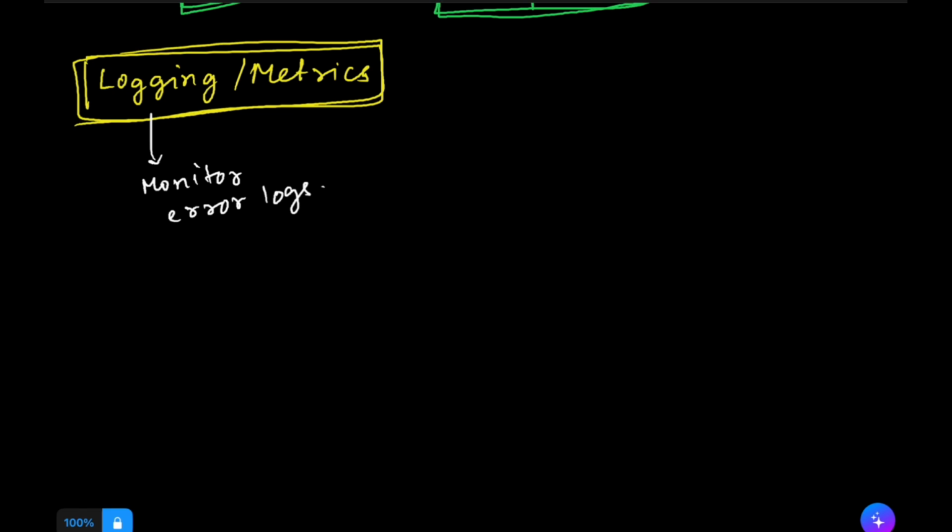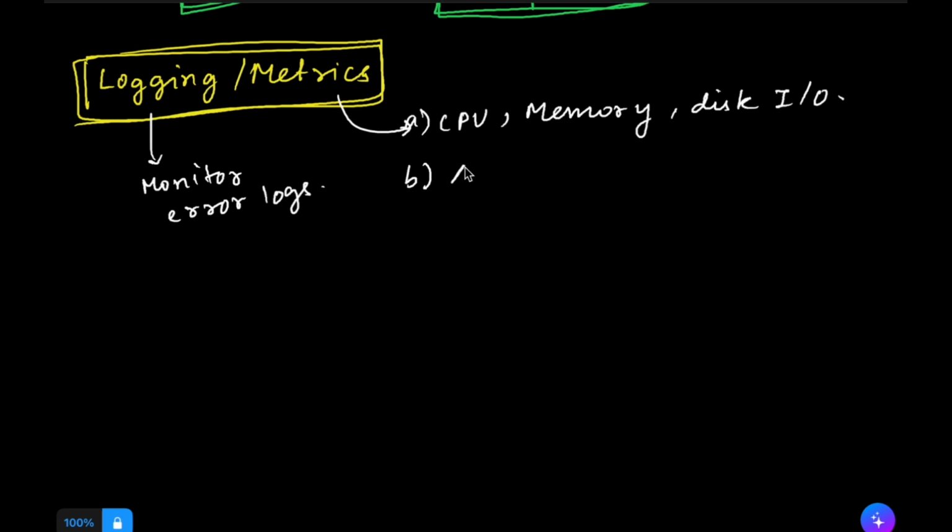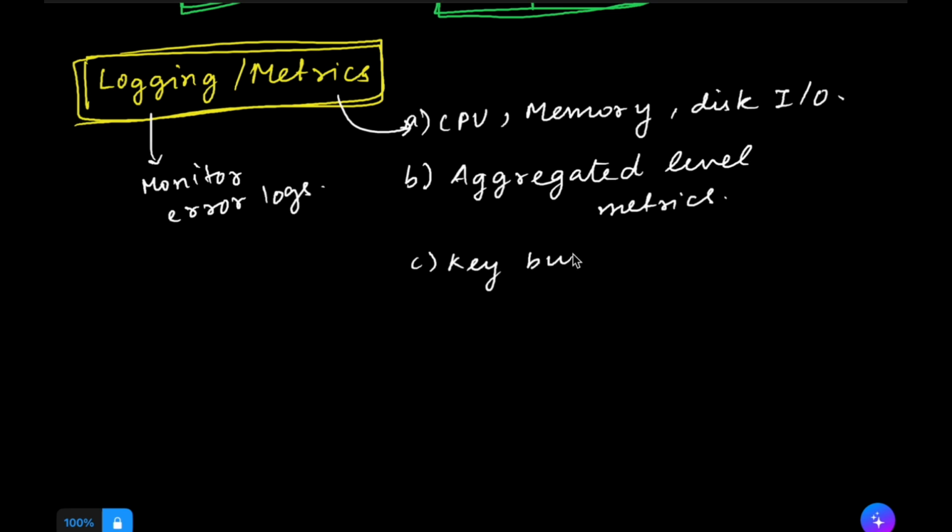In metrics, we can track the CPU or the memory currently in use, memory exhaustion, or disk input output. We can also track aggregated level metrics. What are aggregated level metrics? Like the performance of the database tier, cache tier, etc. And we can also store key business metrics for better business insights, like the daily active users, the retention, etc. All these things we can store.